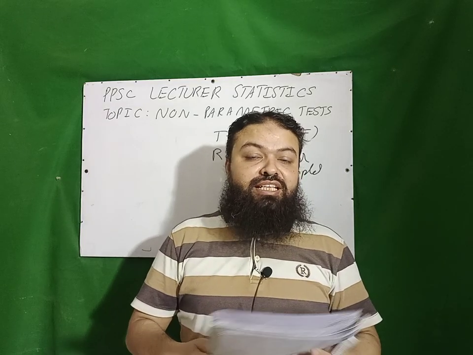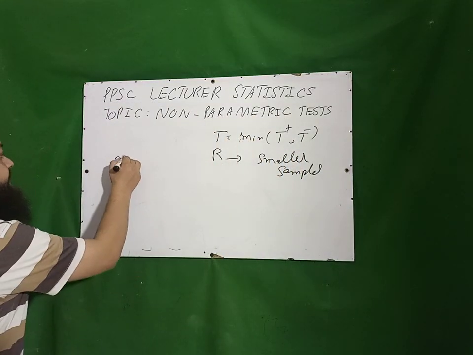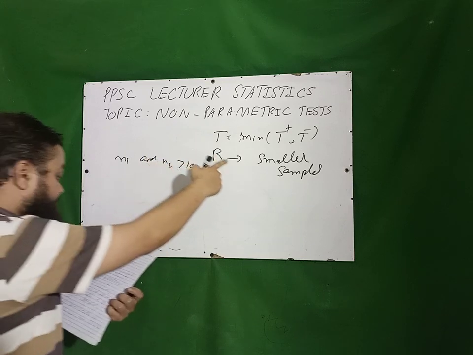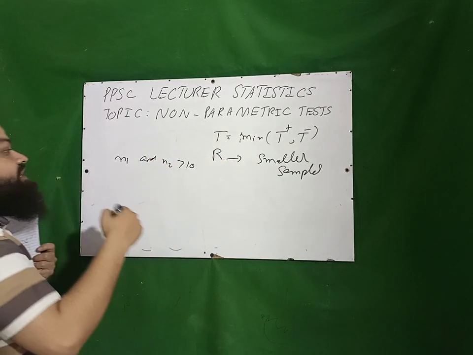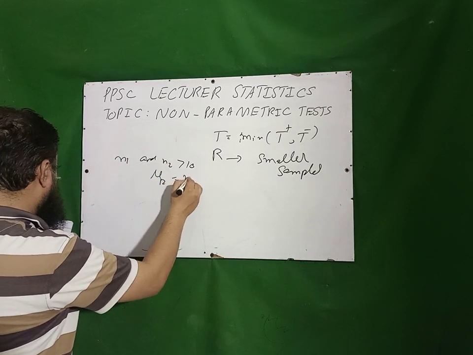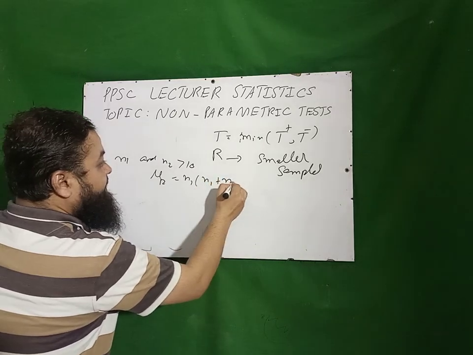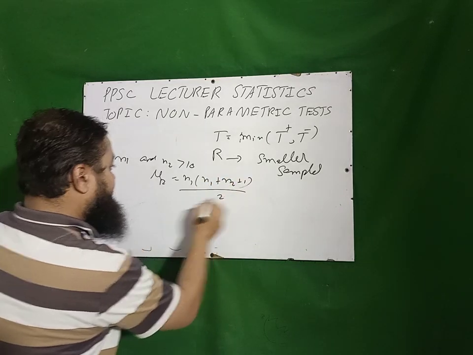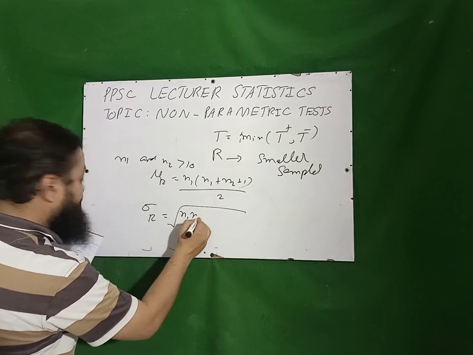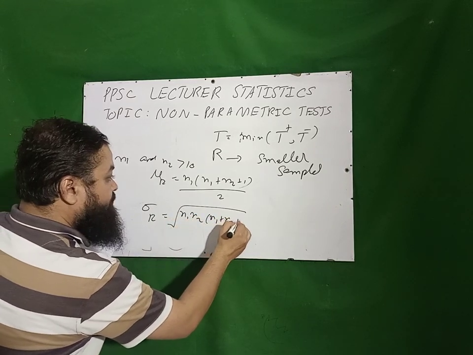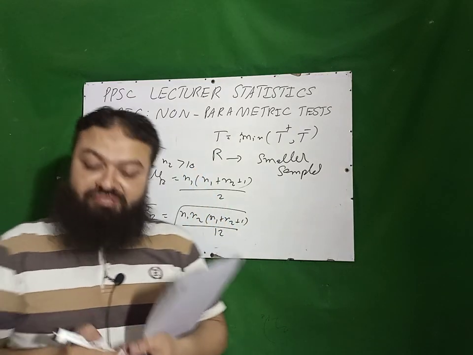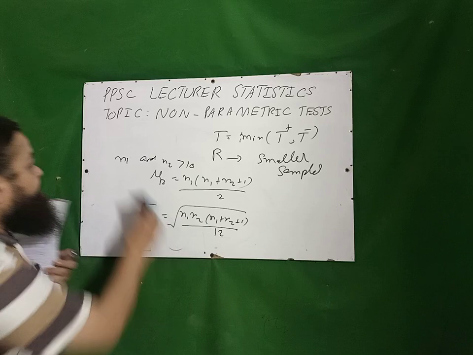When n1 and n2 are greater than 10 in the Wilcoxon rank sum test, then it is approximated normally with mu R equal to n1 into (n1 plus n2 plus 1) whole divided by 2, and sigma R is given by the square root of n1 n2 into (n1 plus n2 plus 1) over 12. Dear students, you will have to learn all these concepts.